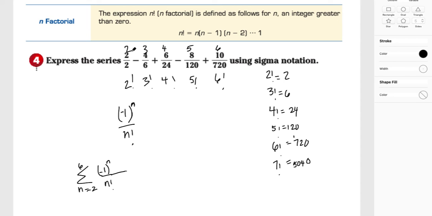Now the next question is, how can I get a 2 here and then a 4 here and then a 6 here and then an 8 and then a 10? So I was like, okay, what do I have to do? What can I do to 2 to get 2? What can I do to 3 to get 4? What can I do to 4 to get 6? And what I realized is it's going to be 2 times n minus 1. Are you with me? So n minus 1, if n is 2, 2 minus 1 is 1, times 2 is 2. So I have 2 over 2 factorial, or 2 over 2.